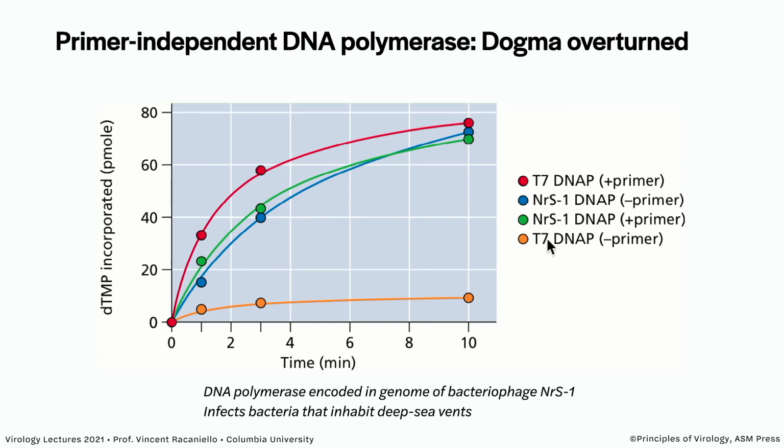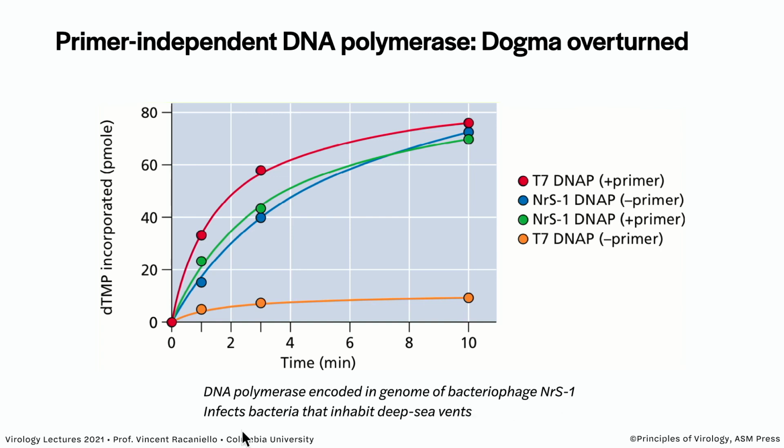So here it is without a primer, the orange, no synthesis. And you add a primer with red, boom, you get synthesis. Primer-dependent DNA polymerase. And now we have another polymerase here from a bacteriophage called NrS-1.